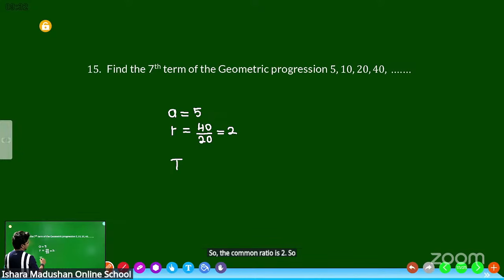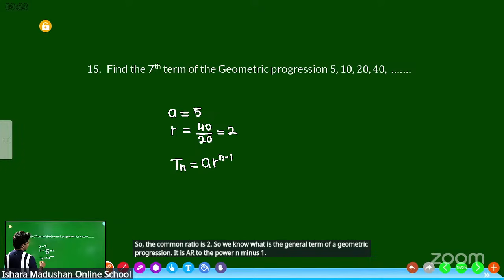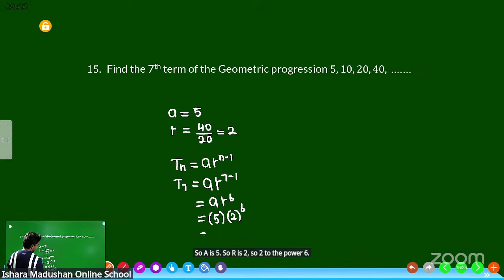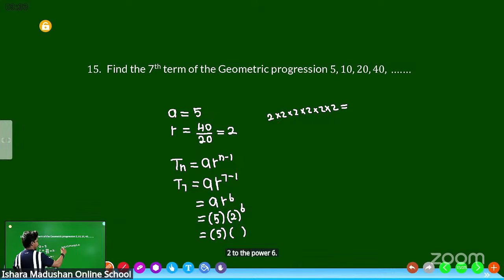So we know the general term of a geometric progression. It is a r to the power n minus 1. I want to find the seventh term, so n is equal to 7. So a r to the power 7 minus 1, that is a r to the power 6. A is 5 and r is 2, so 5 into 2 to the power 6. What is 2 to the power 6? 4, 8, 16, 32, 64. 5 into 4 is 20, 2 remaining, 5 into 6 is 30, 32. So 320.